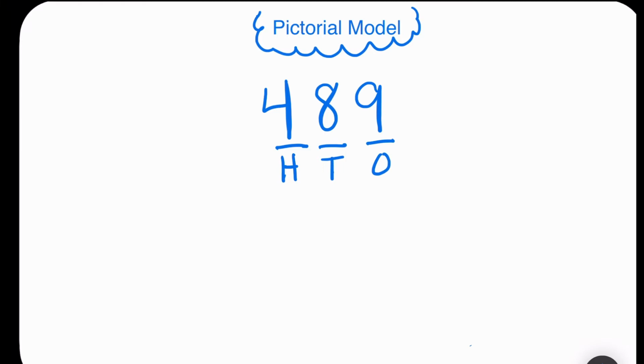So I notice that I have a 4 in the hundreds place. 4 flats would be drawn like this: 100, 200, 300, 400. Now I need to move to the tens.